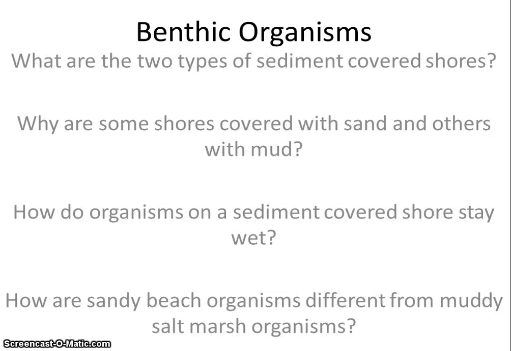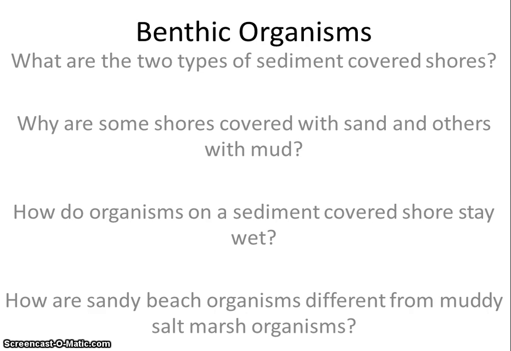So that's it for this lesson on sediment-covered shores. We talked about the two types of sediment-covered shores, sandy beaches and muddy salt marshes. We also talked about why some are covered with sand: lots of wave energy that washes away all the mud and silt and clay. And others are covered with mud because there's less wave energy, and in those areas the mud settles on top of the sand layer. We also talked about how you get a rocky shore if you have a tremendous amount of wave energy that even washes away the sand and the gravel.